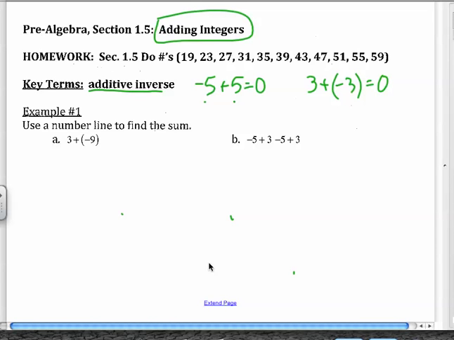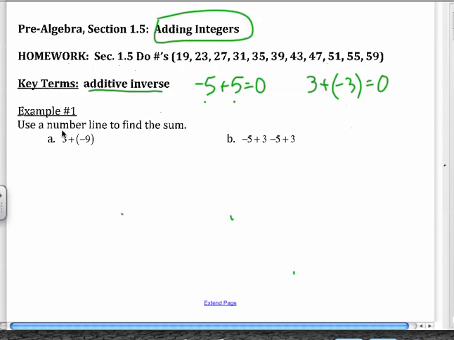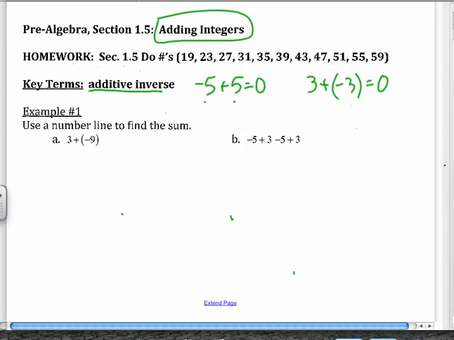Okay? So when we look at this first number right here, how many numbers do I have? How many numbers are there, Alberta? 2. I've got a 3 and I've got a negative 9. The sign in front of a number is the sign that stays with the number. What happens when I combine 3 positives and 9 negatives? What am I left with, Ross? Negative 6, right? Because I have more negatives.